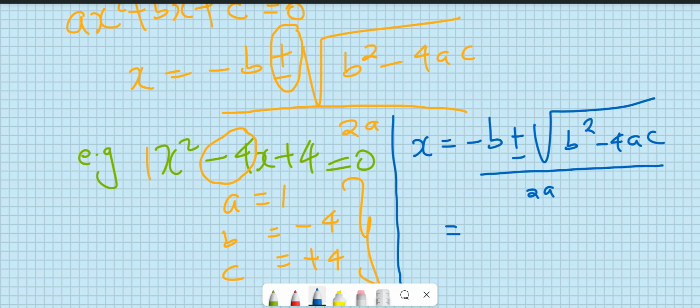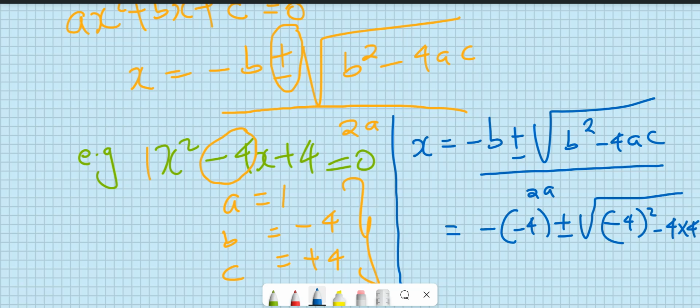This should give us negative of negative 4. You notice that's why I insisted on the sign. Plus or minus the square root of negative 4 squared, then minus 4 times our a, 1, times our c, 4. The 1 you don't need to include. Then all this is divided by 2a, that is 2.